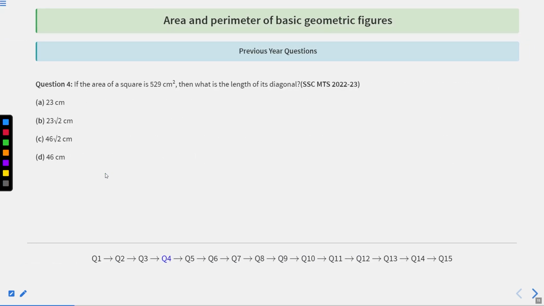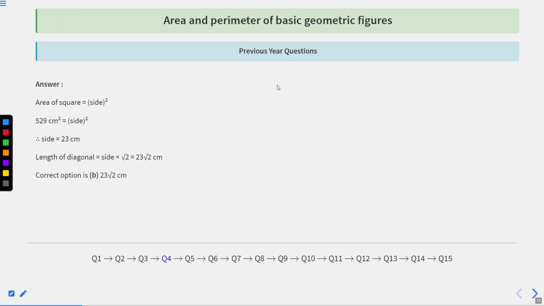Moving on to problem number 4. If the area of a square is 529 centimeters square, then what is the length of its diagonal? The area of the square is given to you, and we are interested in finding the length of the diagonal. So the area of a square is equal to side into side. That's the formula to find out the area of the square. Now the value of area is known to you, so substitute the value of area here.